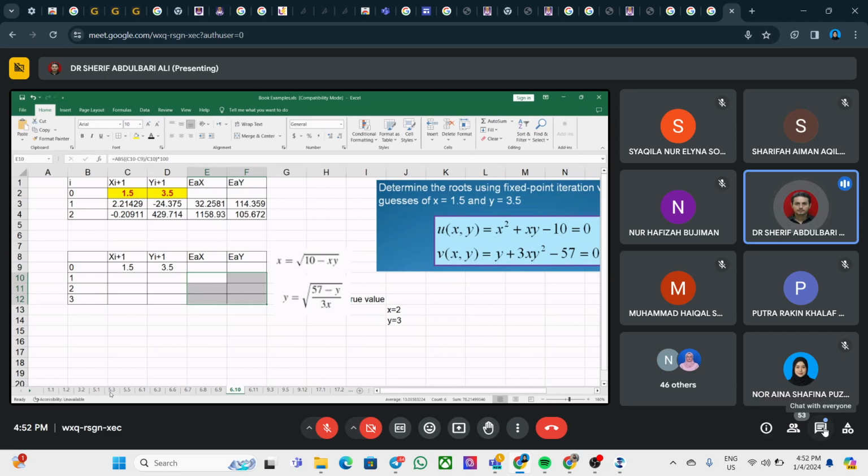Okay, please try the example again using the new arrangement. I'll give you about 10 minutes to solve, and you can write your answer in the chat box in the Google Meet. Try to solve the full 3 iterations, and compare the answers and check whether this one converges or this one diverges. I will give you the time.